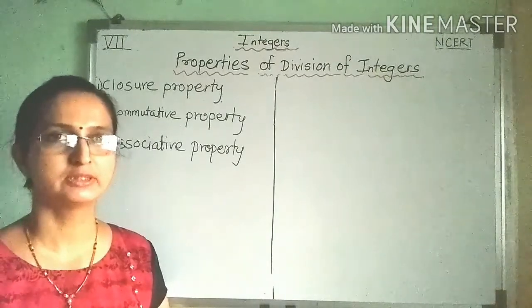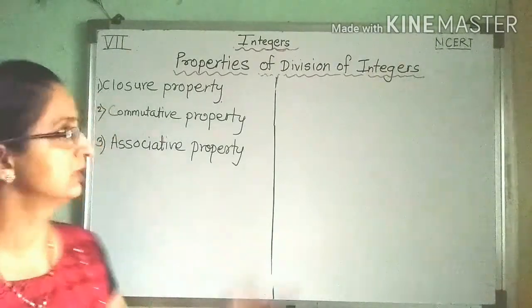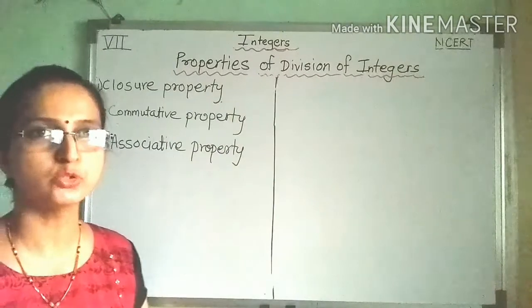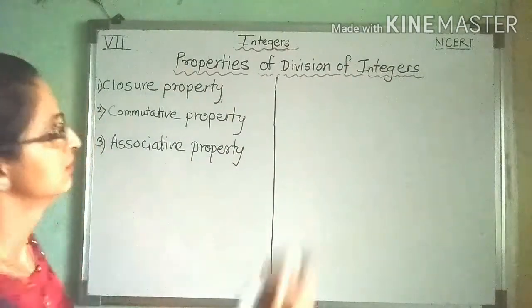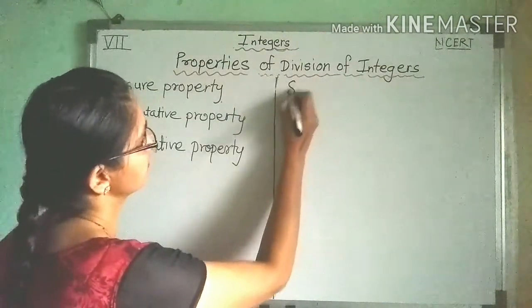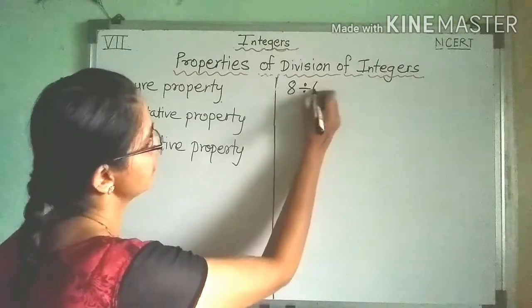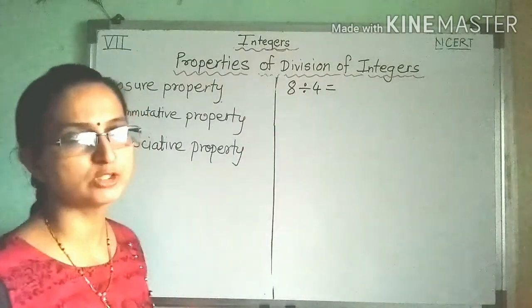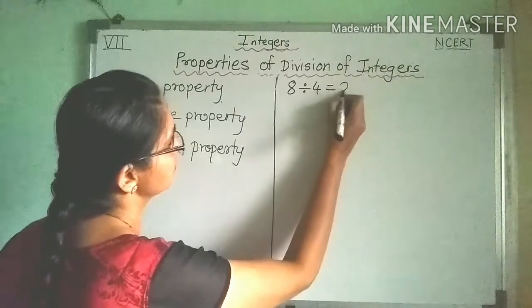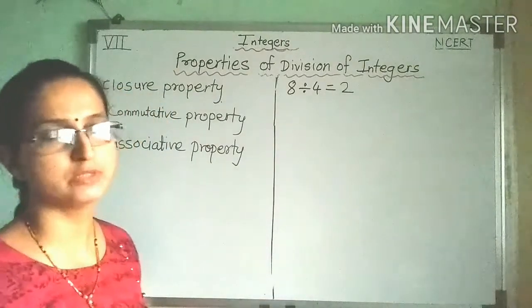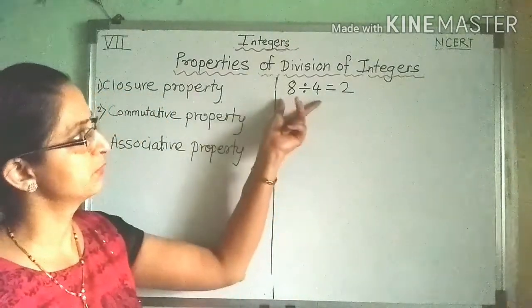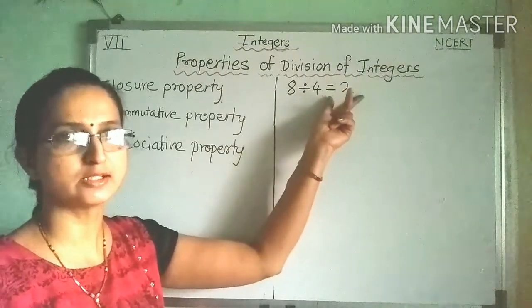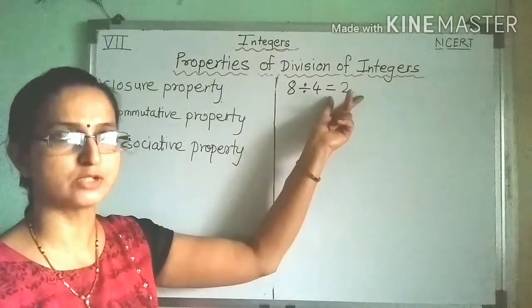So we'll check whether this closure property is true for division. So here, 8 divided by 4. What is the quotient? 4 into 8, so 2 is the quotient. Here two integers are there and the result is also an integer. Quotient is also an integer.